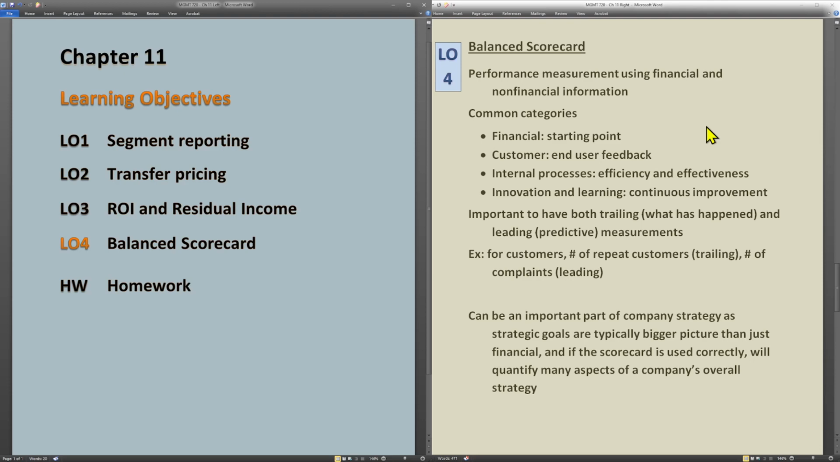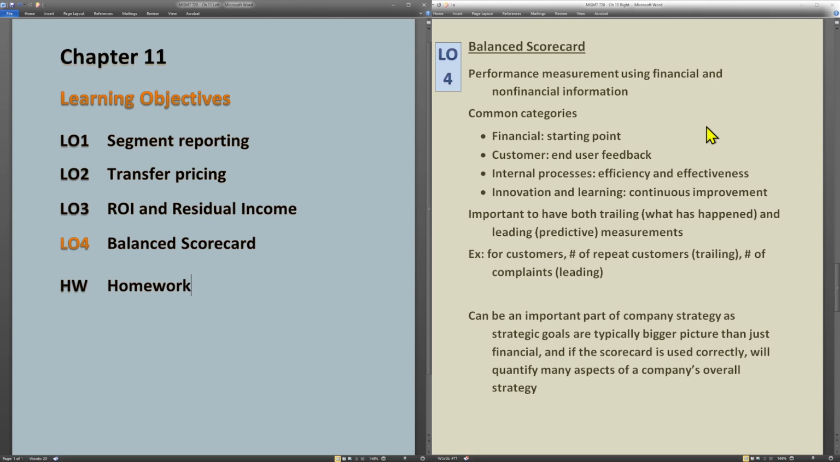Here are some common categories. Financial, well, that's our starting point. Customer: you can't just stare at your own belly button and wonder if you're doing well. You have to get some external feedback, right? So customer feedback is good. That's the end user. You want to make sure your internal processes are efficient and effective, making sure that you're doing things correctly. Innovation and learning, that's sort of a continuous improvement process. There are other things you can look at, but those are typically the four core ones.